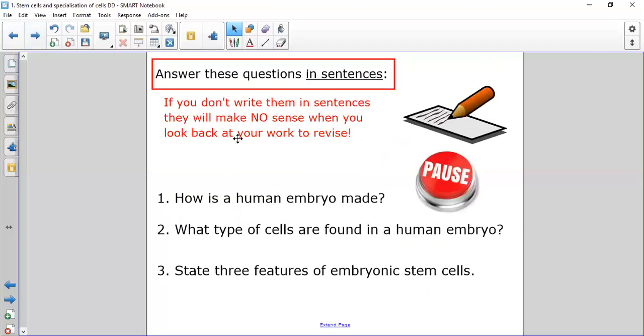Right, pause it and see if you can answer these questions in sentences. They must be in sentences. If they're not in sentences, your work will make absolutely no sense when you go back to revise.